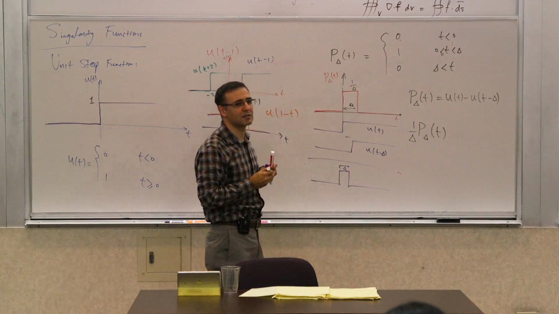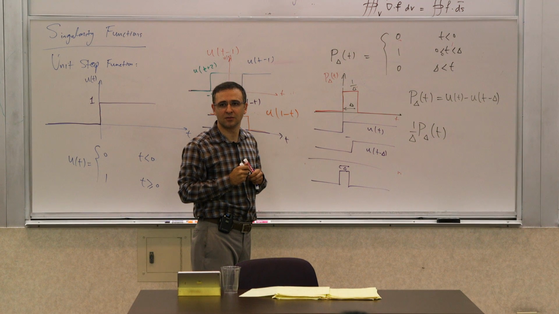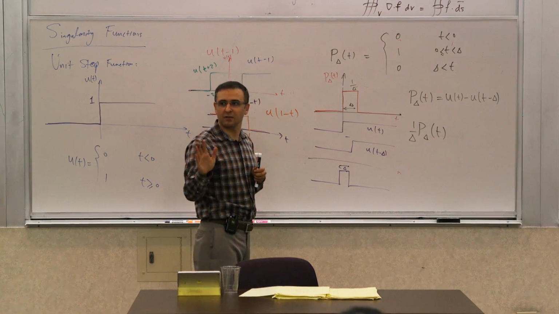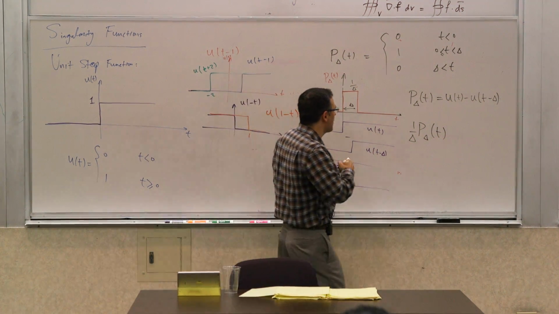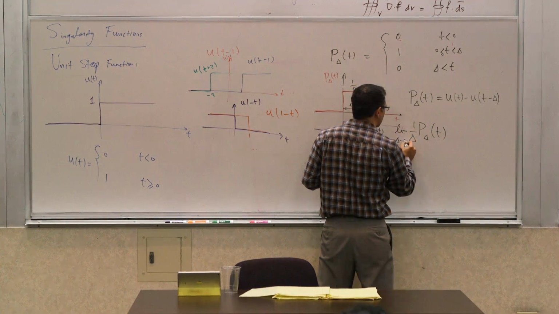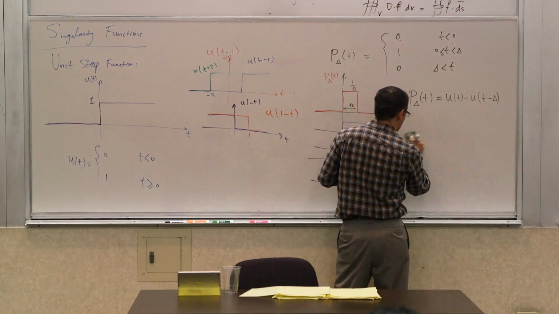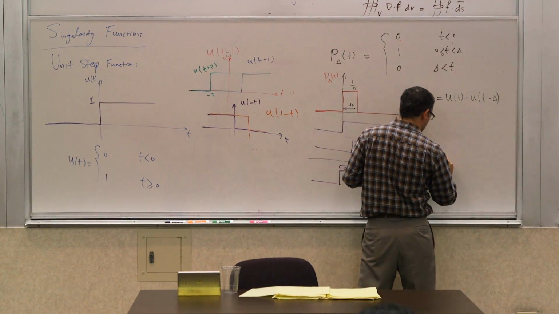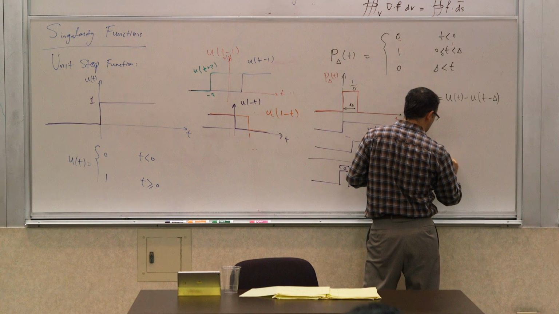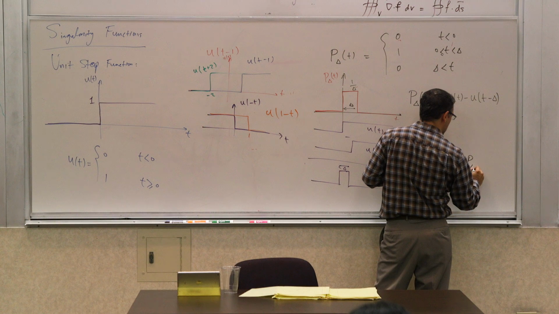What is the area of this function, if its width is delta and its height is 1 over delta? It's 1, irrespective of what delta is, right? So now what if I take the limit of this thing and make delta very small? Let me put it somewhere cleaner. It deserves its own space. So, the limit of delta going to 0 of 1 over delta p delta of t.